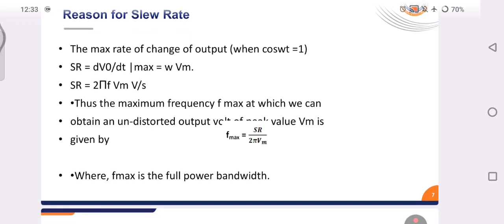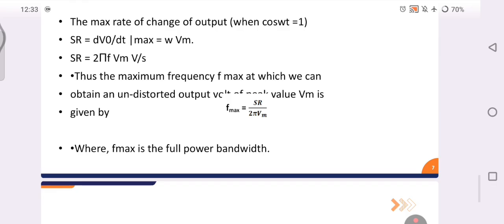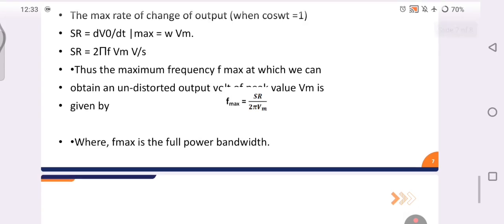The maximum value occurs when cos ωt equals 1. Therefore, SR = ω Vm. Since ω is 2πf, the slew rate SR = 2π f Vm. Using this equation, we can calculate the maximum frequency at which the amplifier can produce an undistorted output. This frequency is called the full power bandwidth. A higher slew rate results in a higher full power bandwidth, allowing the amplifier to handle high frequency signals more effectively.